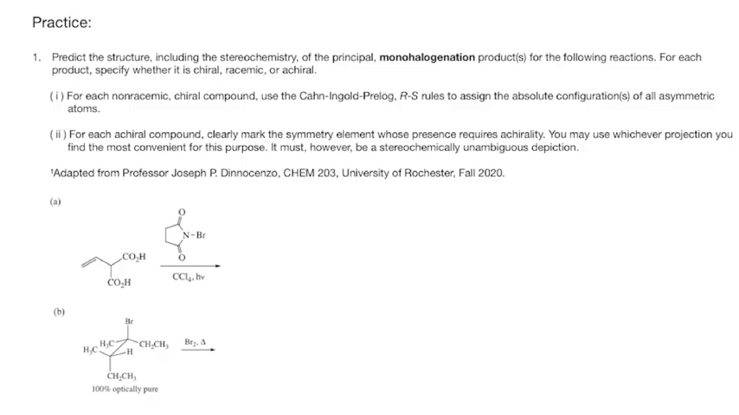As always, let's do some practice. Predict the structure, including the stereochemistry, of the principal monohalogenation product or products for the following reactions. For each product, specify whether it is chiral, racemic, or achiral. For each non-racemic chiral compound, use the Cahn-Ingold-Prelog RS rules to assign the absolute configuration or configurations of all asymmetric atoms. For each achiral compound, clearly mark the symmetry element whose presence requires achirality. You may use whichever projection you find most convenient for this purpose. It must, however, be a stereochemically unambiguous depiction. Feel free to pause the video and try this problem on your own first.